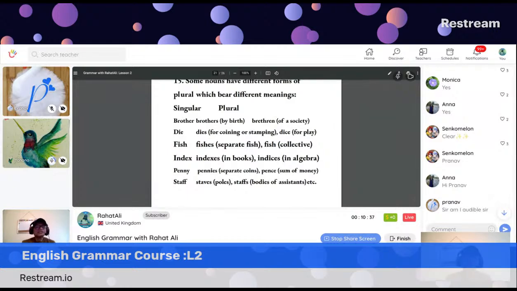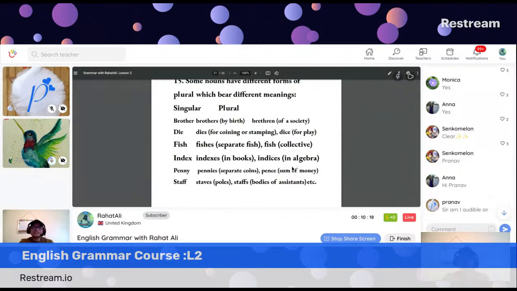Okay, look, dies means coining or stamping. And dice, you play the dice. Like you play, we call, I don't know, the cube. Yes, the dice. You play, there is number one, two, three, four, five, six, different shapes.